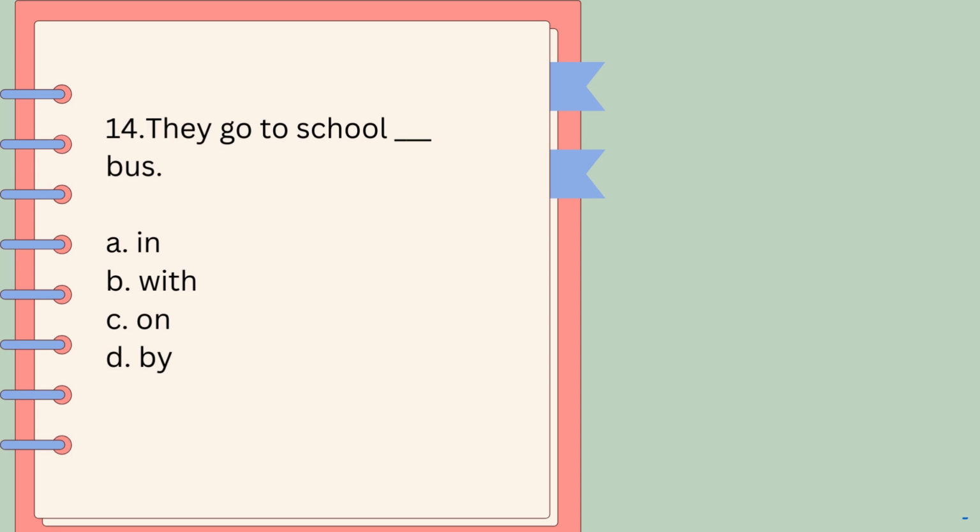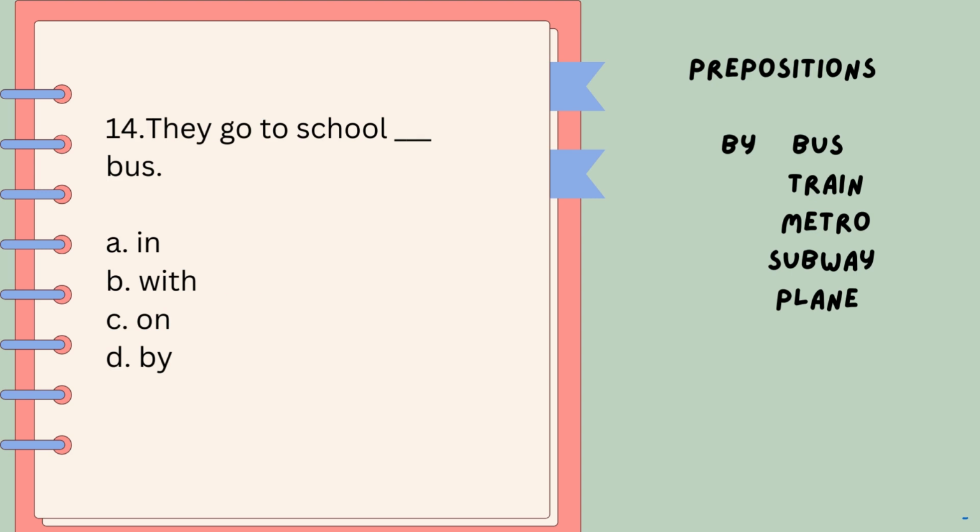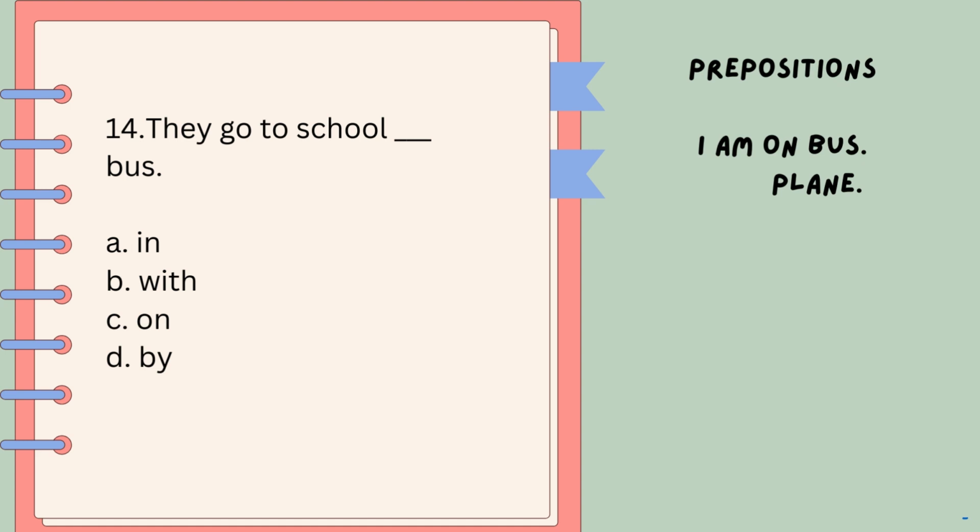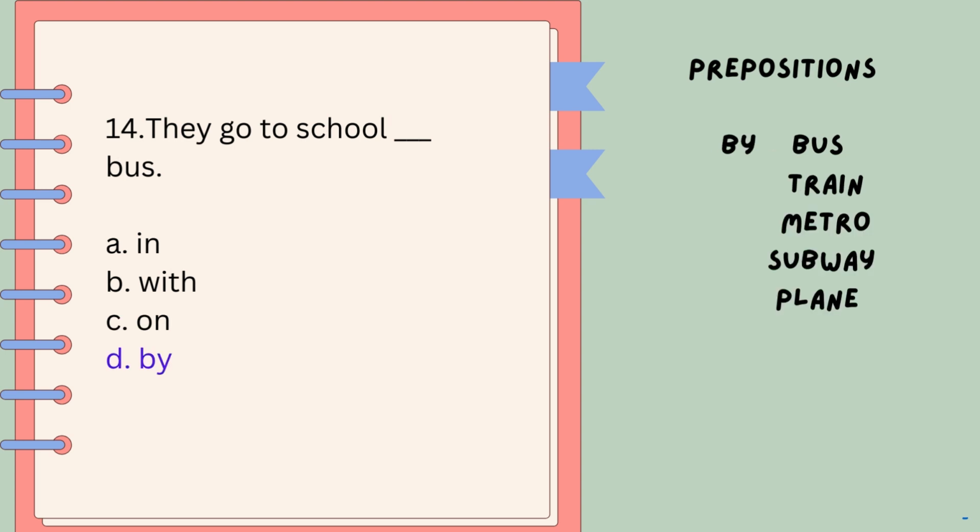They go to school blank bus. This is a preposition question. Here you use it as a vehicle. By bus, by train, by metro, by subway, by plane, whatever it is. So they go to school by bus. But if you're physically on that vehicle, you say, I'm on the bus, I'm on the plane. But here you use it as a vehicle, so they go to school by bus.